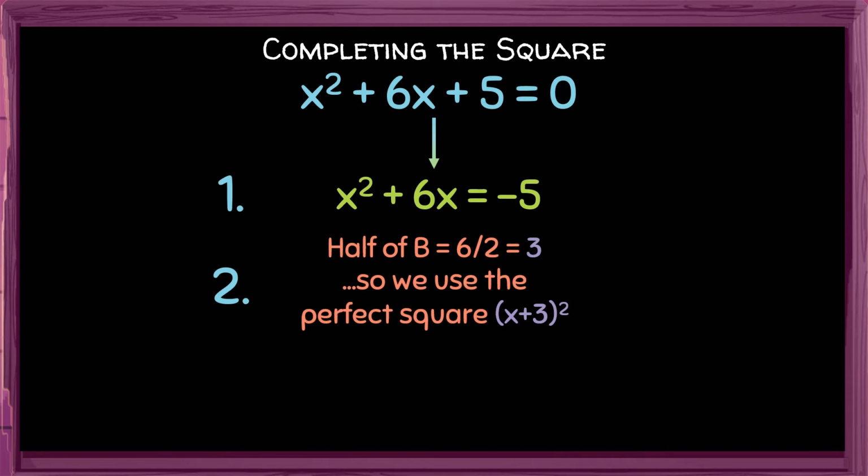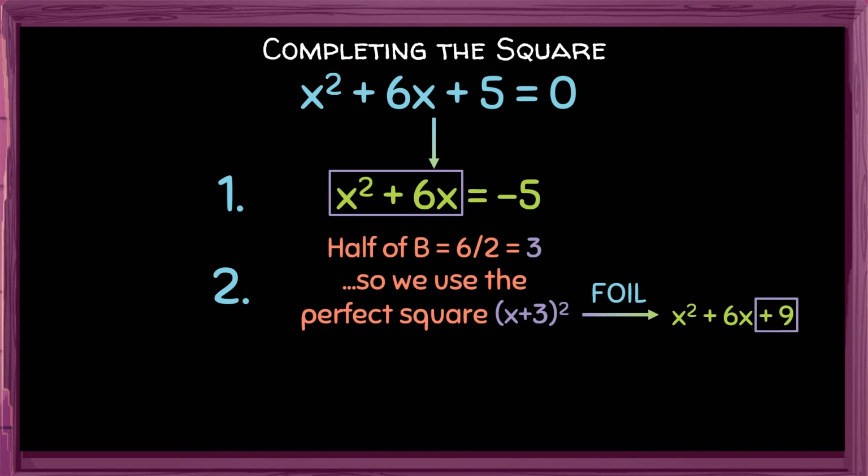When we FOIL x plus 3 squared, we get x squared plus 6x plus 9. On the left side of our equation, we have x squared plus 6x, but we don't have the third part yet. We don't have the plus 9 at the end. So our third step is to fix that. We're just going to add the amount we need. In this case, we're missing the plus 9, so in step 3 we're going to add 9.